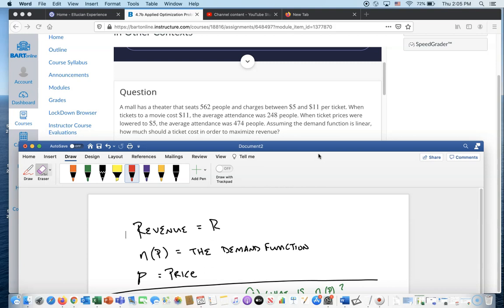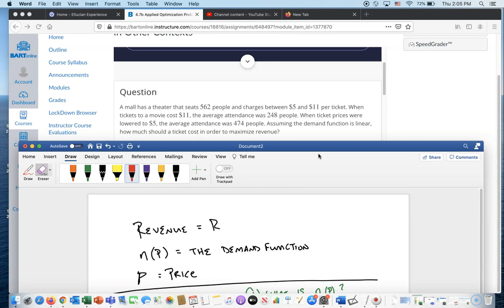You can read the problem, but what's important to note is that when tickets to a movie cost $11, the average attendance is 248 people. When tickets were lowered to $5, the average attendance was 474 people. So there's an important concept right here that we need to talk about, and it's the fact that the prices determine the number of people in attendance, okay? Said another way, the number of people depend on the price.